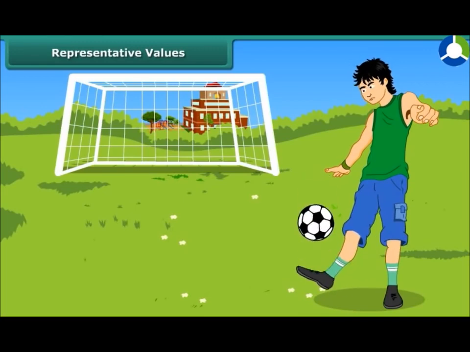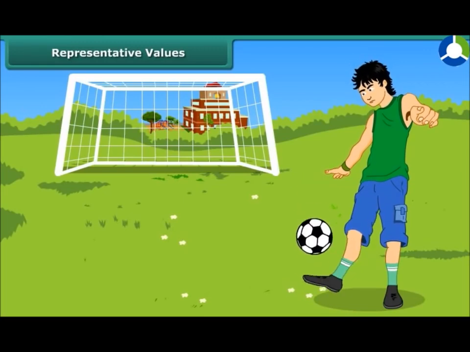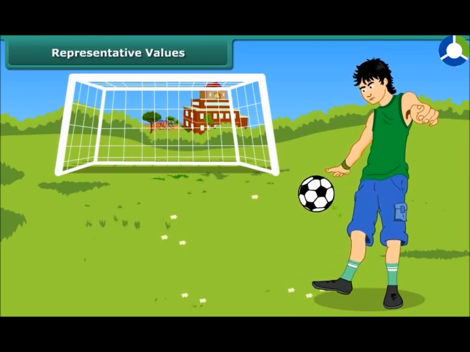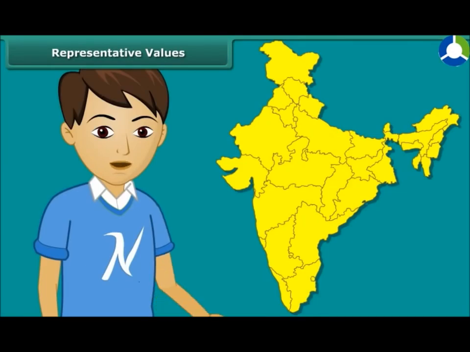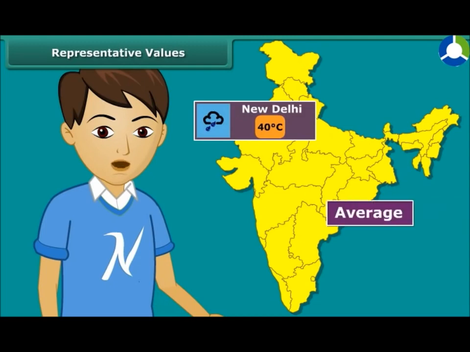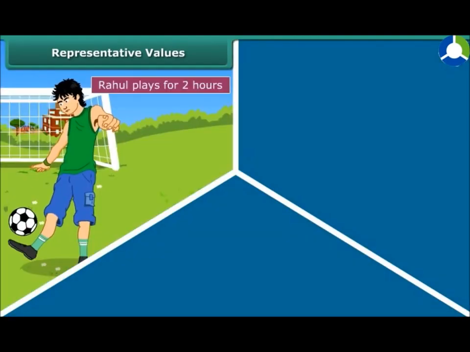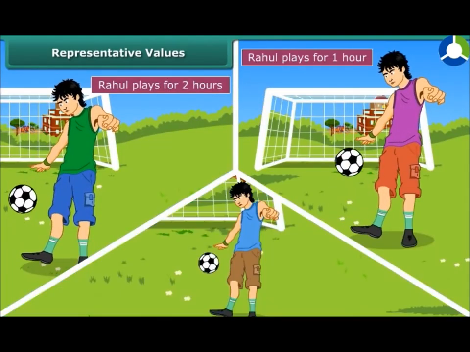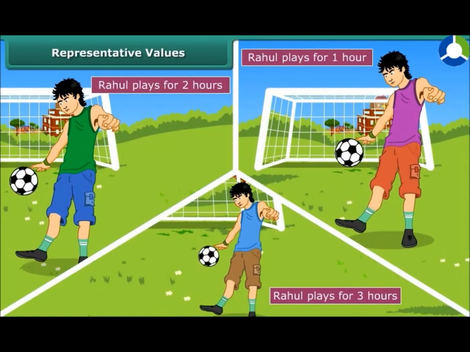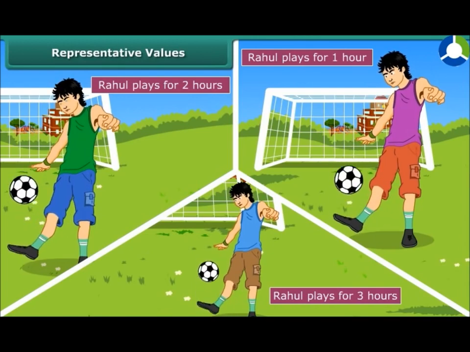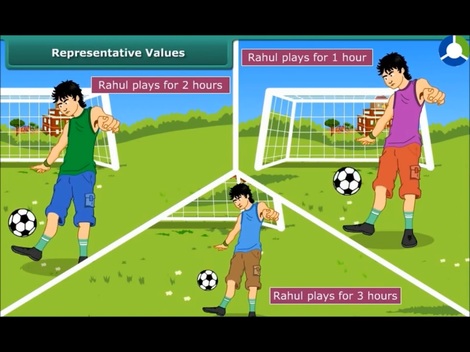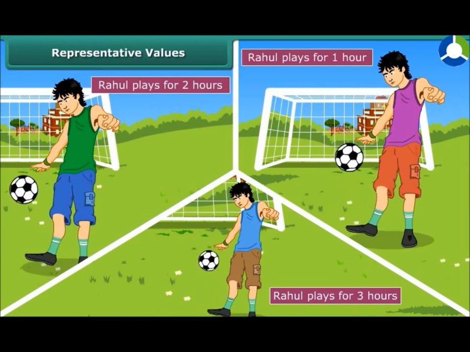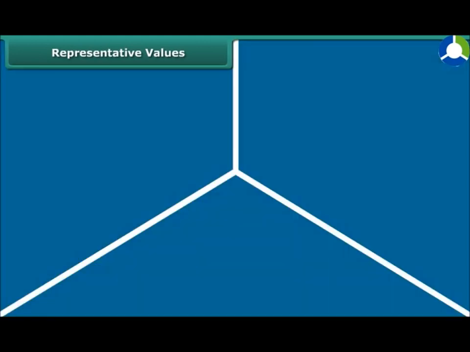Rahul spends on an average of about 2 hours daily for his outdoor games. The average temperature of New Delhi at this time of the year is about 40 degrees Celsius. Have you noticed the word average? By average, we understand that Rahul usually plays for 2 hours. On some days, he may play for less number of hours, and on the other days, he may play longer.